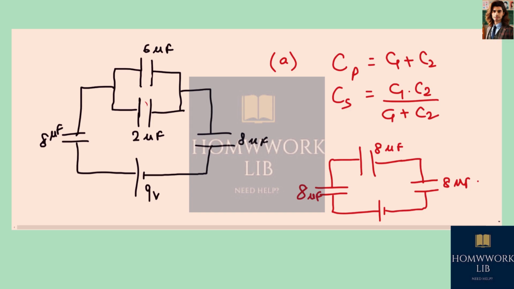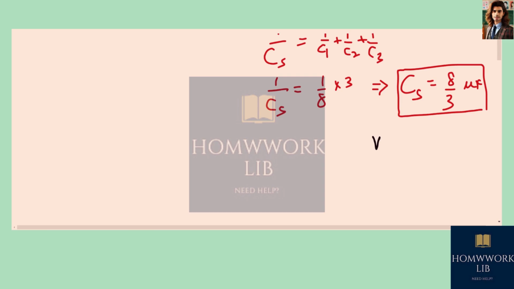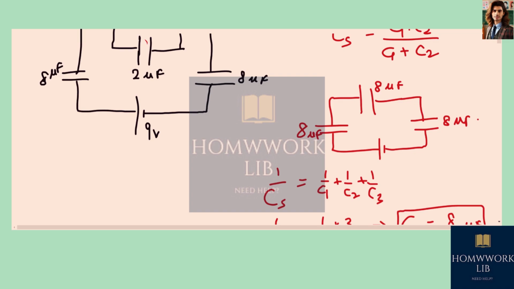And let us find out on each capacitor what will be the charge. As we have figured out the net capacitance, the total voltage applied here is 9 volt. Voltage source is 9 volt. So we know that charge will be C into V. This is the net charge which will be emitted from the battery. It will be 8 by 3 into 9, that is 24 microcoulomb, because we have taken in microfarad. So this is the charge which is emitted by the battery, 24 microcoulomb.